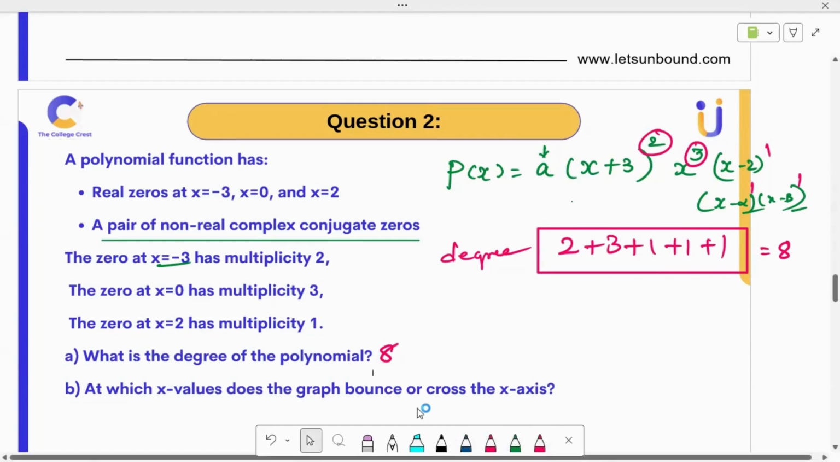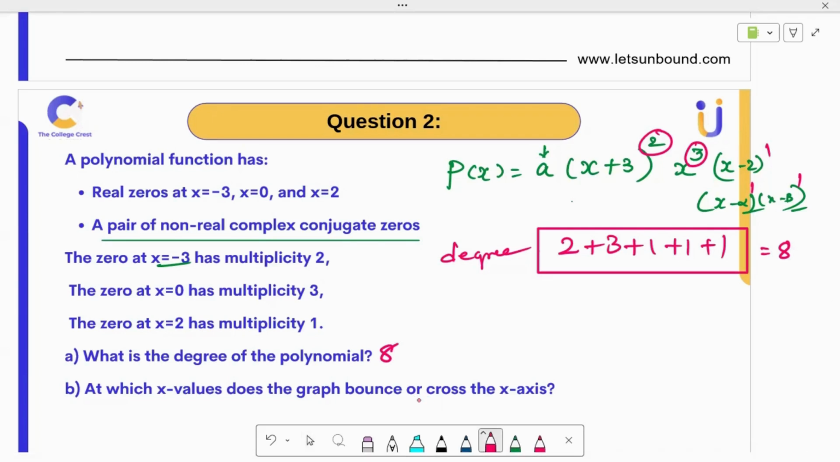Now, at which x value does the graph bounce or cross the x-axis? We know bounces means even multiplicity. So minus 3 has even multiplicity. Okay, don't put plus 3. x plus 3 is the factor. When they ask about values, you have to just equate your factor to 0. At minus 3, it will bounce. And that's it, only one even multiplicity. The graph crosses the x-axis at x equal to 0 because the multiplicity is odd. At x equal to 2, also it will cross.